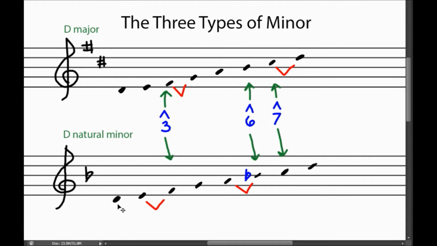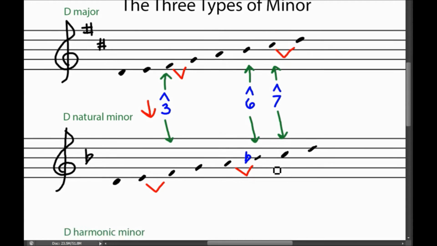We can write it with our known pattern of whole and half steps: whole, half, whole, half, whole, or we could start from the parallel major. So here we have D major, and to get to D natural minor, we take scale degrees 3, 6, and 7, and we lower all three of them by a half step. So those are the two ways you can arrive at this natural minor scale.